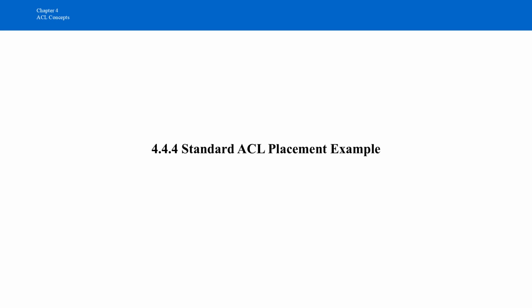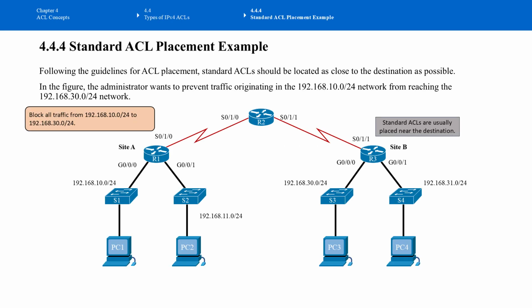4.4.4 Standard ACL Placement Example. The figure shows why a standard ACL should be placed close to the destination. Over here, the source is 192.168.10.0/24 at site A. The destination to block is 192.168.30.0/24 at site B. The traffic path is from R1 to R2 and then goes to R3.